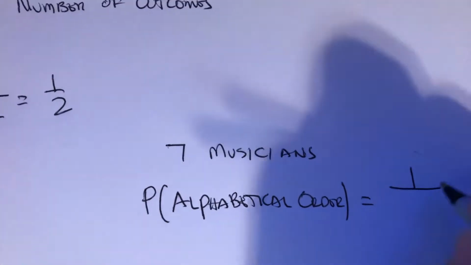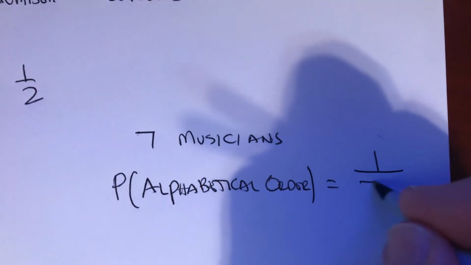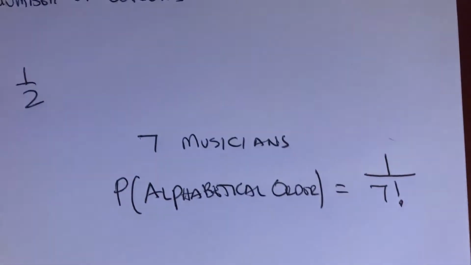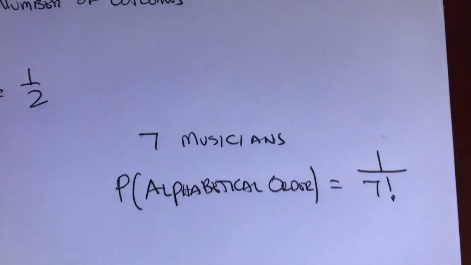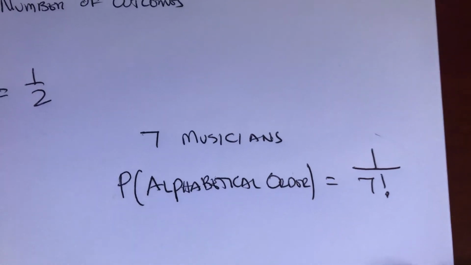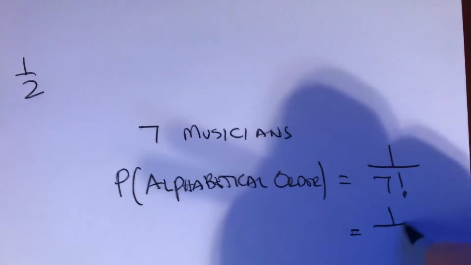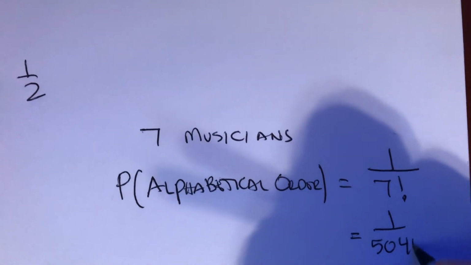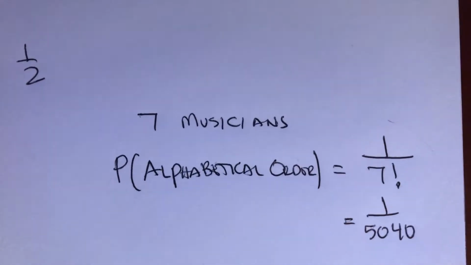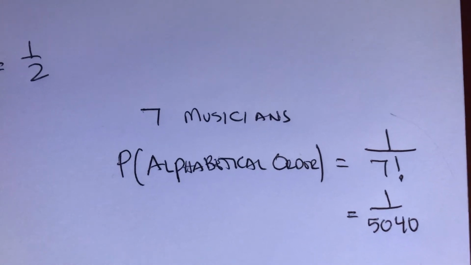Well, there's only one way for them to all be in alphabetical order, and there's 7 factorial possible ways for them to be lined up, which is 1 over 5,040. There's a 1 in 5,040 chance that this will occur.